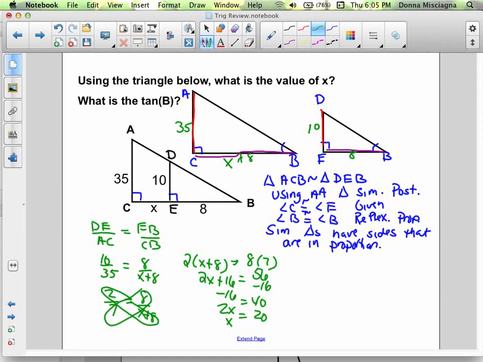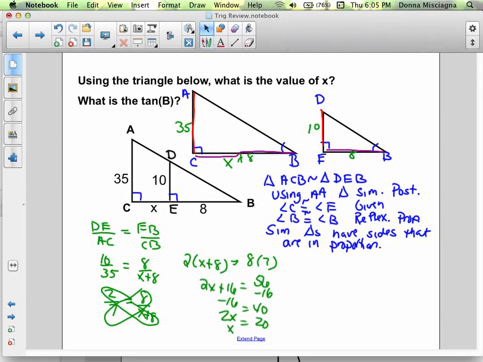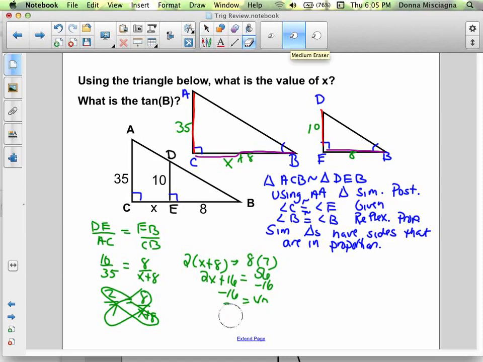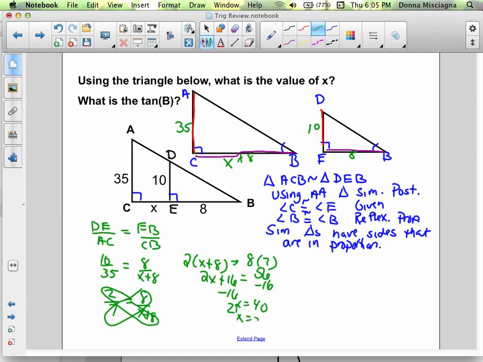Right, so that's my missing value. Obviously not drawing to scale. So x is 20. This is a little out of line here. Oops, it's kind of connected that way. So we've done the first thing. Let me just make that a little bit neater. X is 20. We solved for x. All right? So if x is 20, that means that CB is 28.